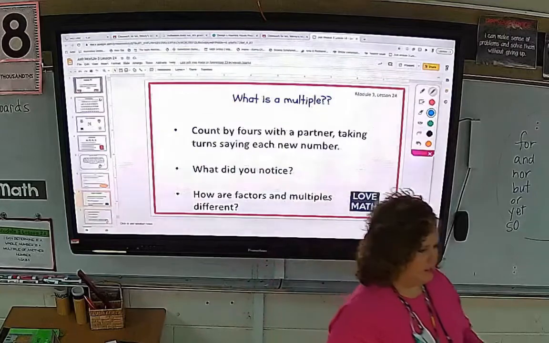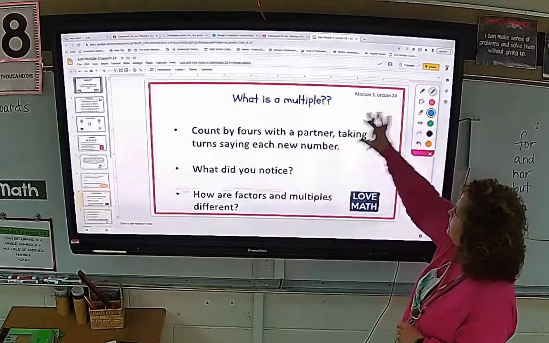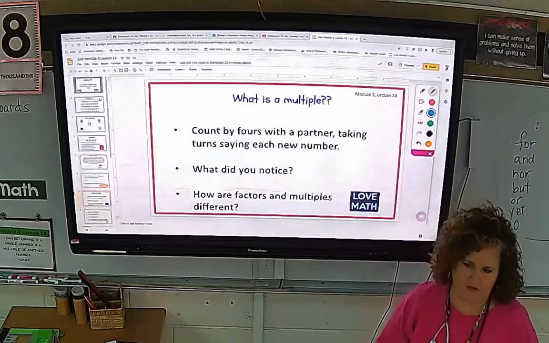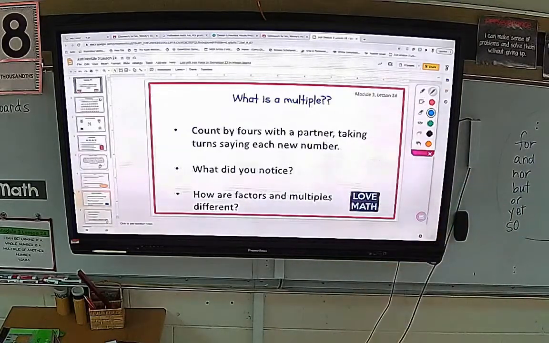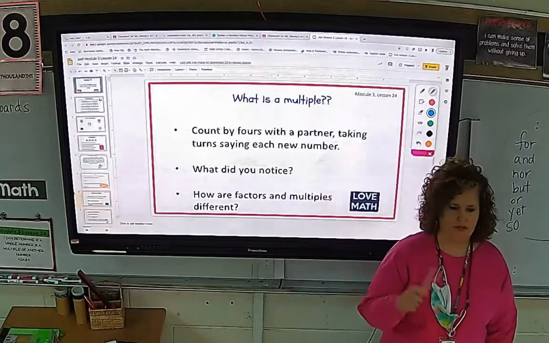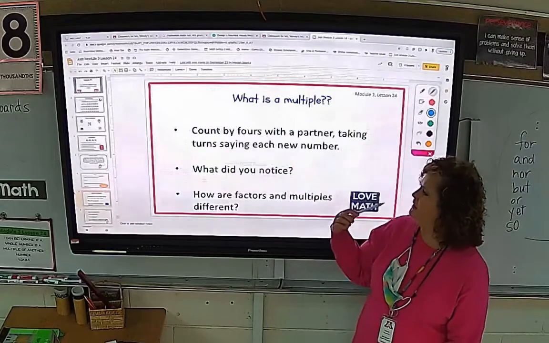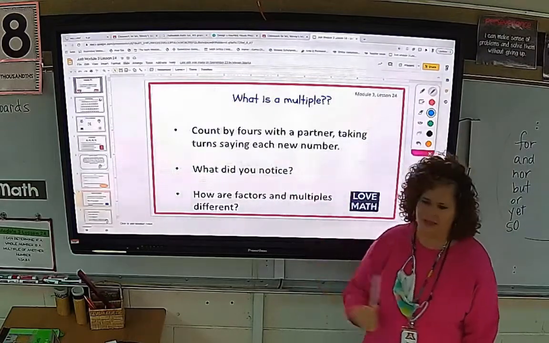Let's see. All right, we're going to follow along with these directions right here and do some of these to help guide us in our figuring out what a multiple is. So for the next few minutes, what I want you to do is turn to somebody and count by 4s. And you're going to take turns saying each new number.